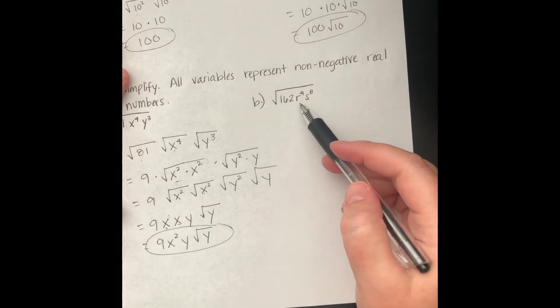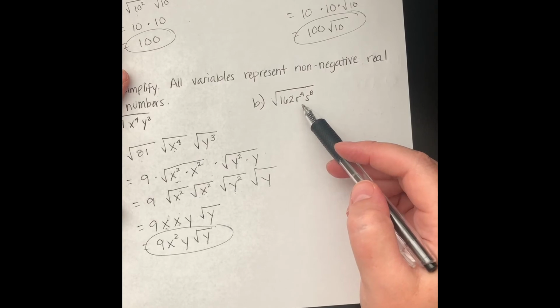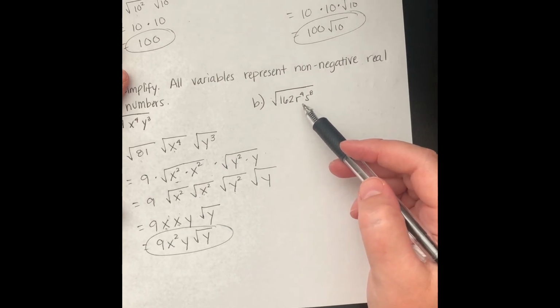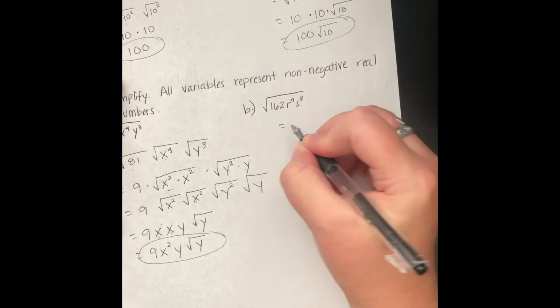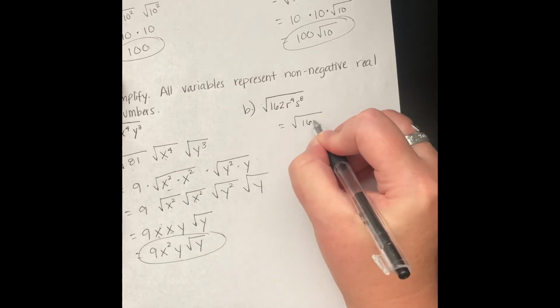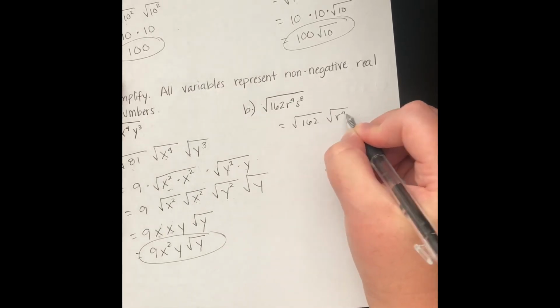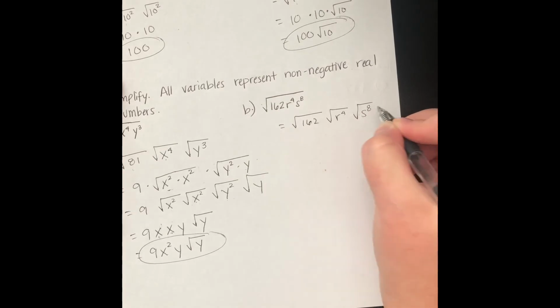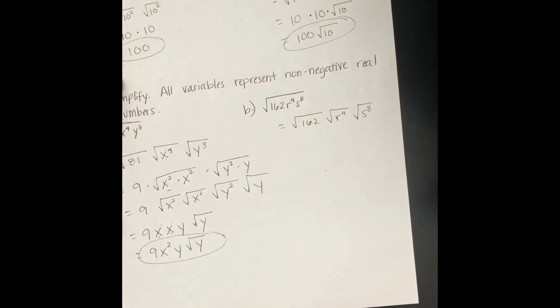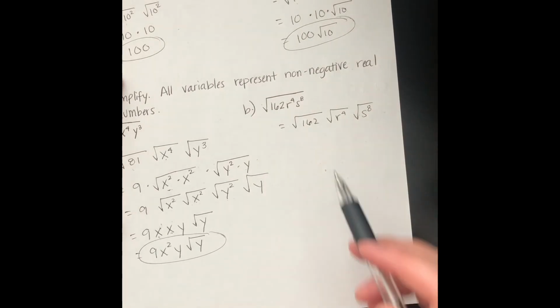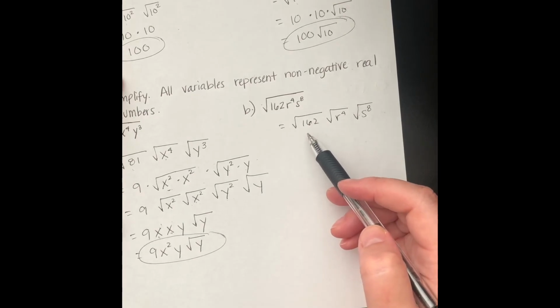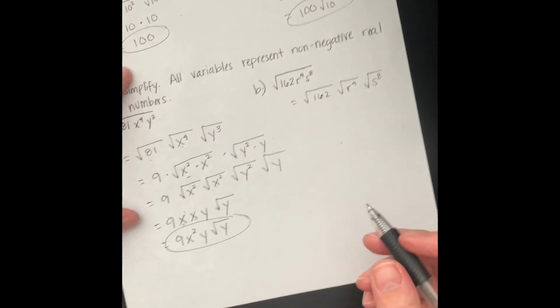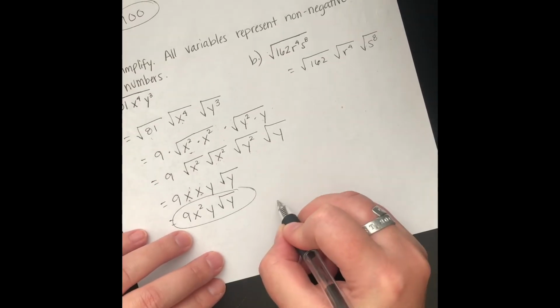Okay? This one right here, square root of 162, r to the 4th, s to the 8th. Separate them. 162 times r to the 4th times s to the 8th. Square root of 162 is not a perfect square. So we need to factor it. I'm going to factor it down here.